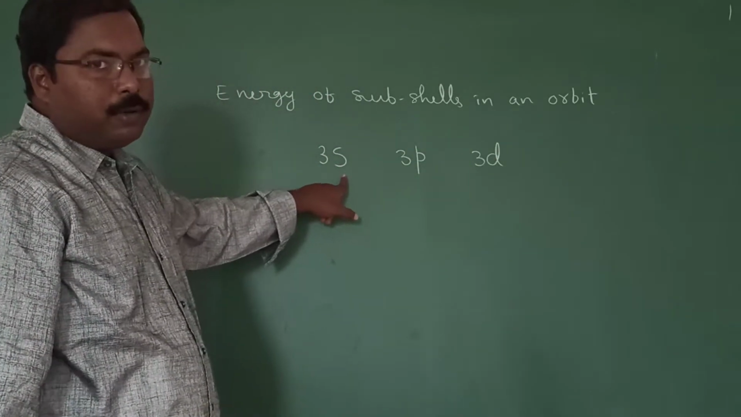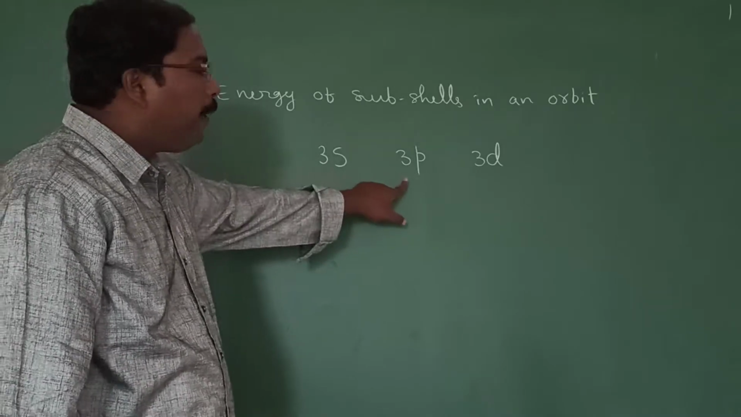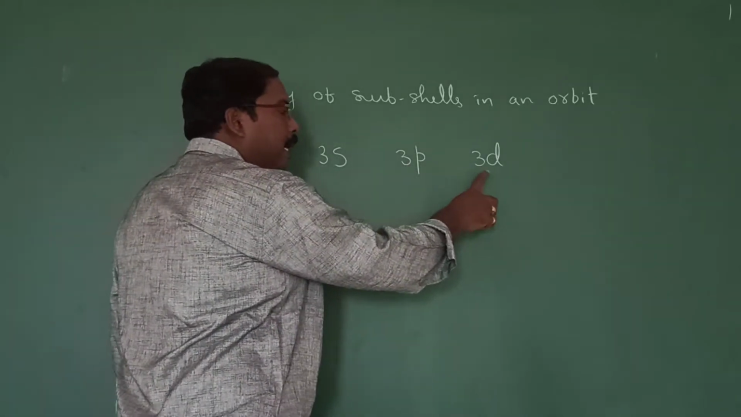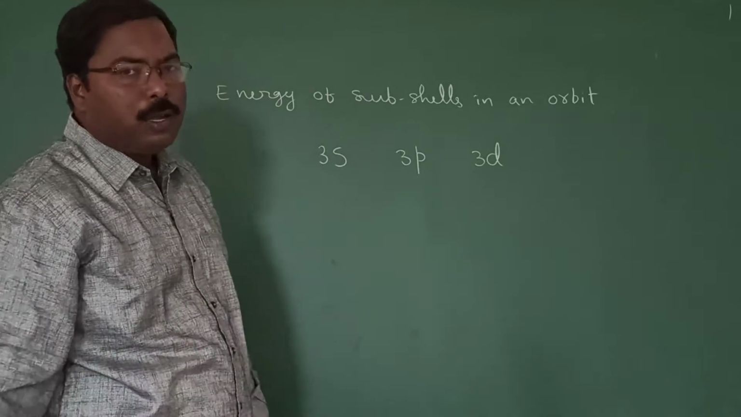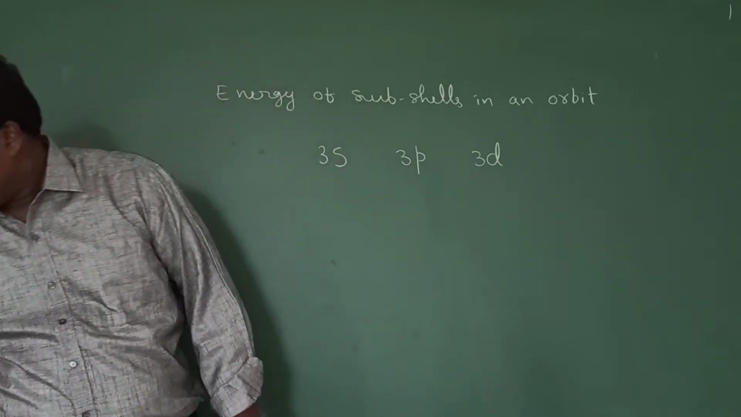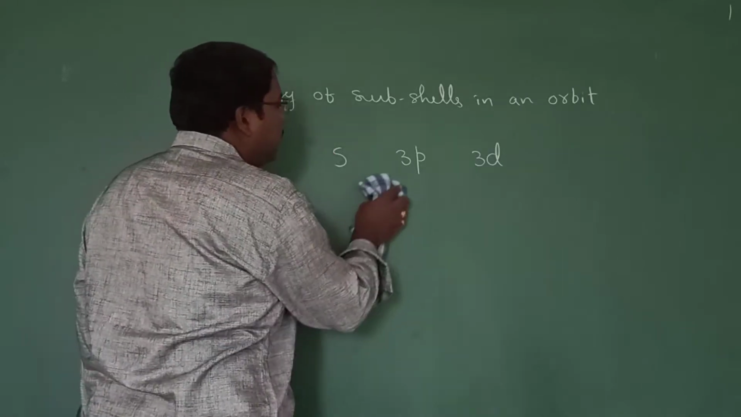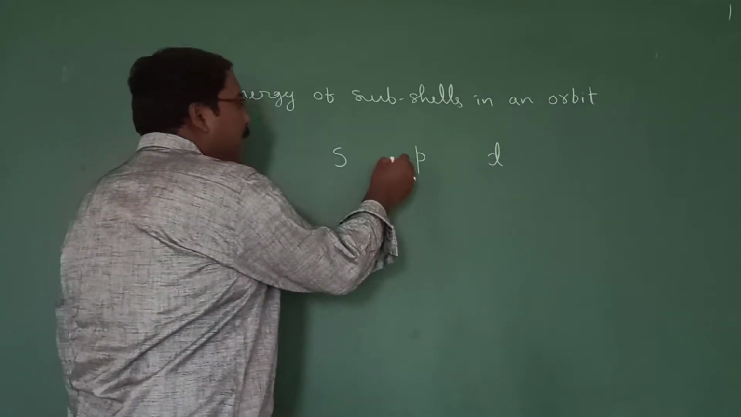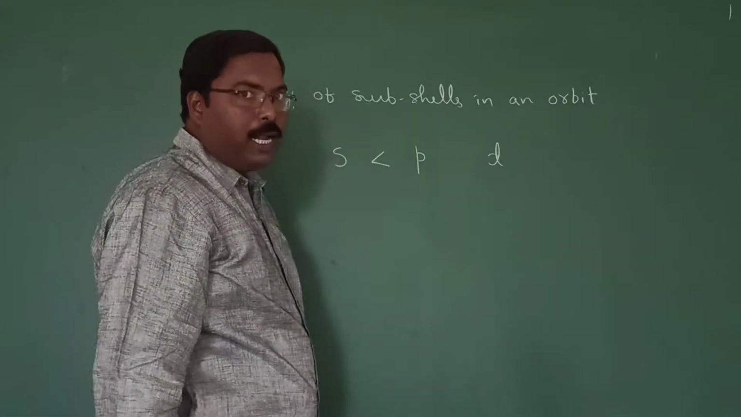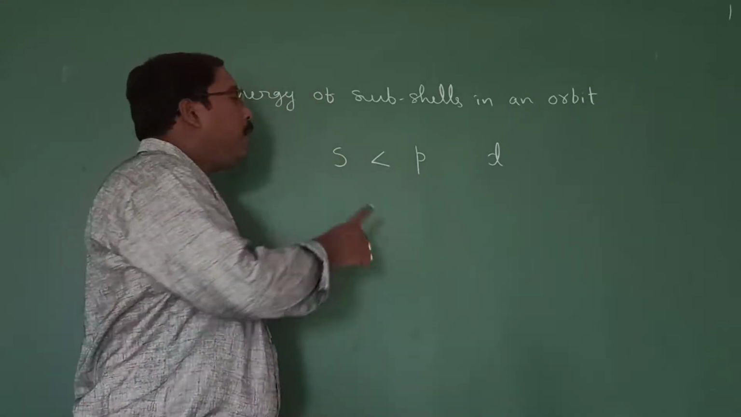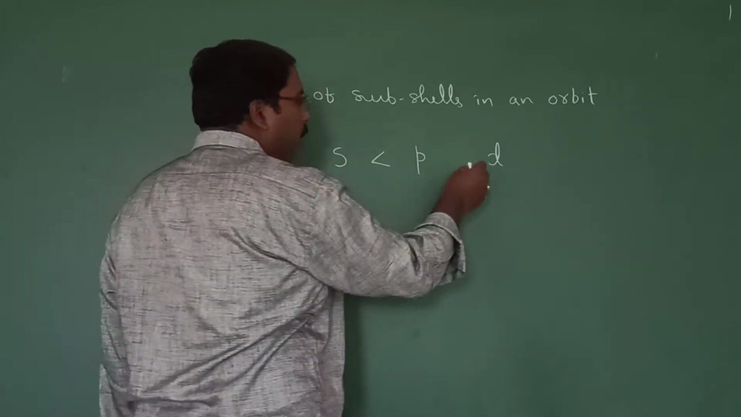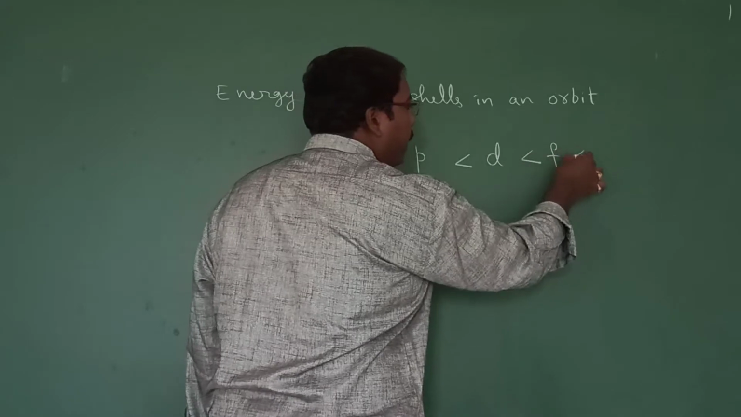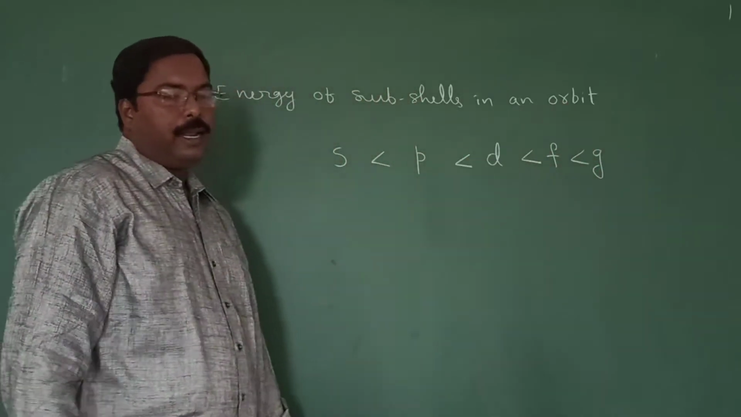L value of s orbital is 0, for p it is 1, for d it is 2. Even though the n value is the same, as the L value increases, the energy of the orbital also increases. So out of the subshells in the given orbit, what about the energy order? The s orbital will have a lower L value, so its energy is also lower when compared to the p orbital, and the same, it will be lower than the d orbital, less than the f orbital, less than the g orbital, like that. Okay?